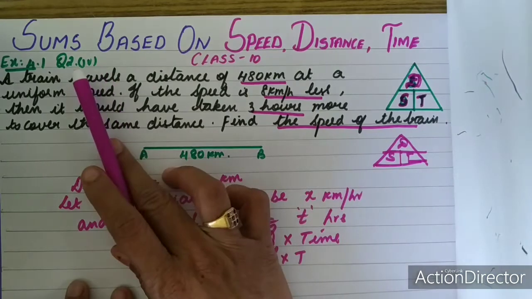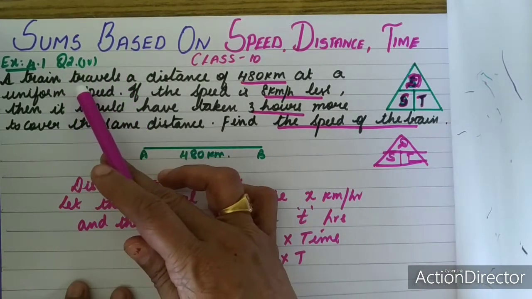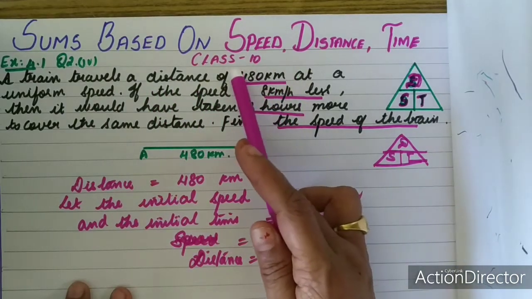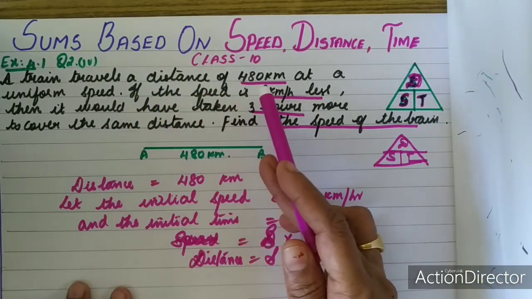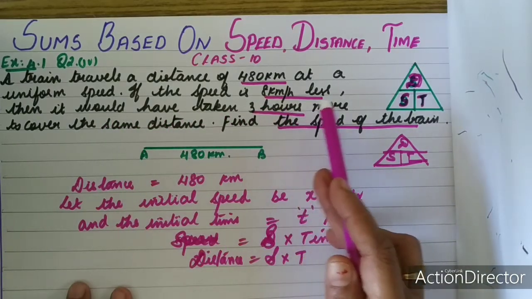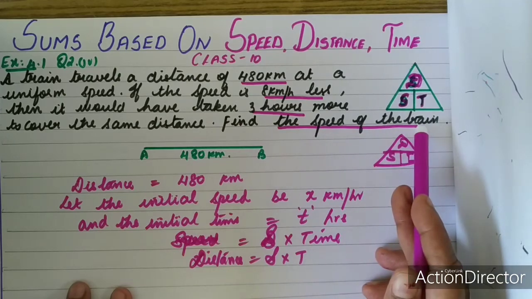The first sum is given in exercise 4.1, question number 2, fourth part. A train travels at a distance of 480 kilometers. So you underline 480 kilometer at a uniform speed. If the speed is 8 kilometer per hour less, then it would have taken 3 hours more to cover the same distance. Find the speed of the train.